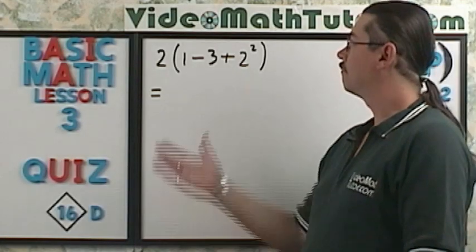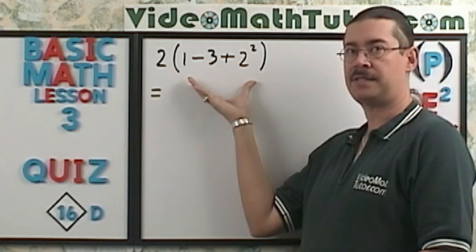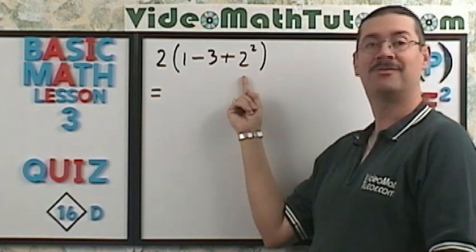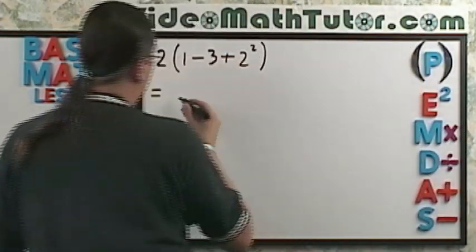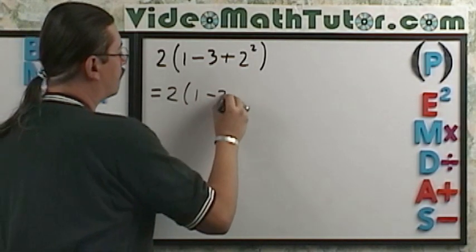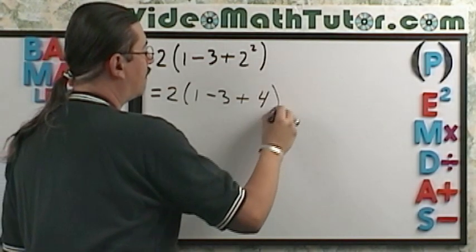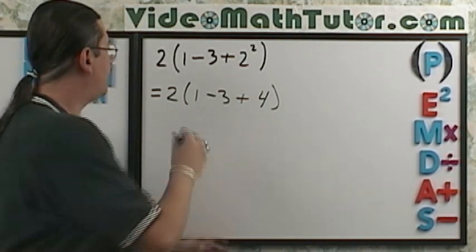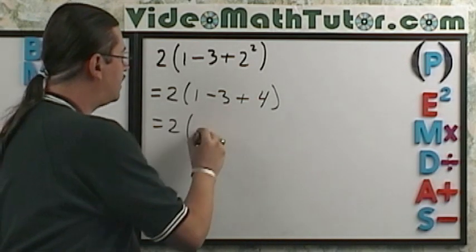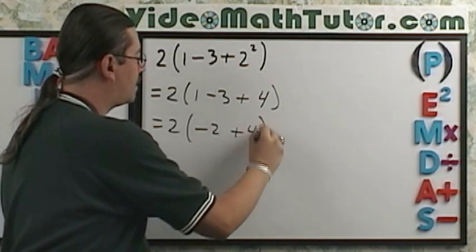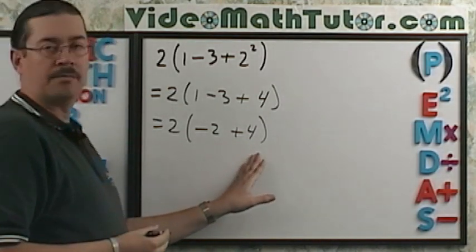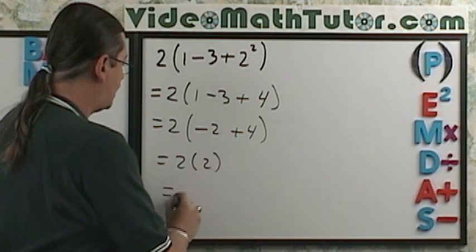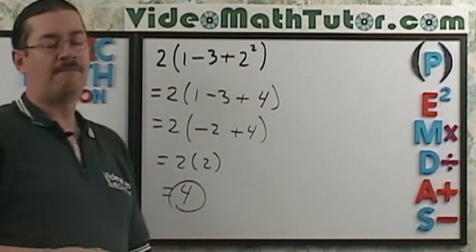Part D. What should be done first? Well, we do what's in parentheses first. Now within the parentheses, what has the highest order precedence? We have an exponent. That's the first target. Everything else stays the same. 2 squared is 4. Now looking at this group, we only have addition and subtraction, so we go from left to right. 2 stays. 1 minus 3 is -2. And the 4 stays. -2 plus 4 is 2. And 2 times 2 is 4.